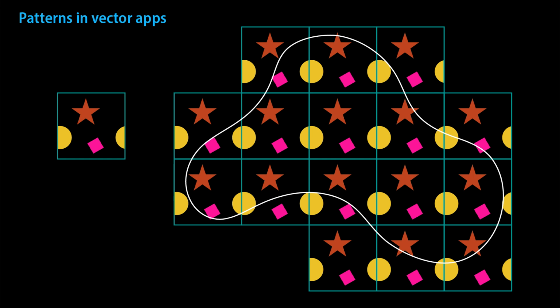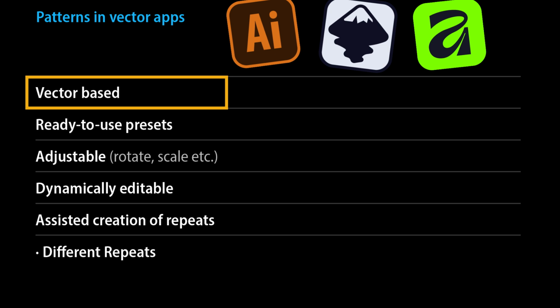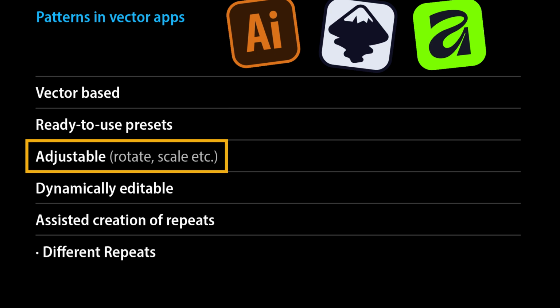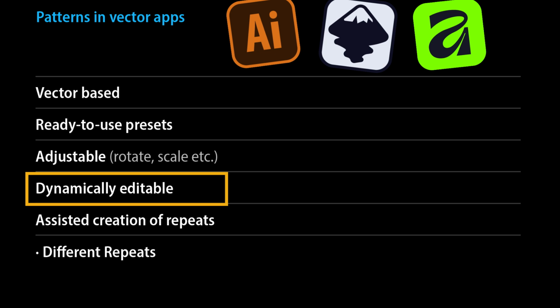And we're going to take a look at the following things. We're going to compare if the patterns are vector-based, if there are ready-to-use presets that can get you started and that you can use to learn from them, if they are adjustable, so if you can adjust some options inside of the shape, such as rotate the pattern or scale it. And then we also take a look at if the patterns are dynamically editable, so that when you edit the pattern tile, the tiling inside of the object adjusts to that.